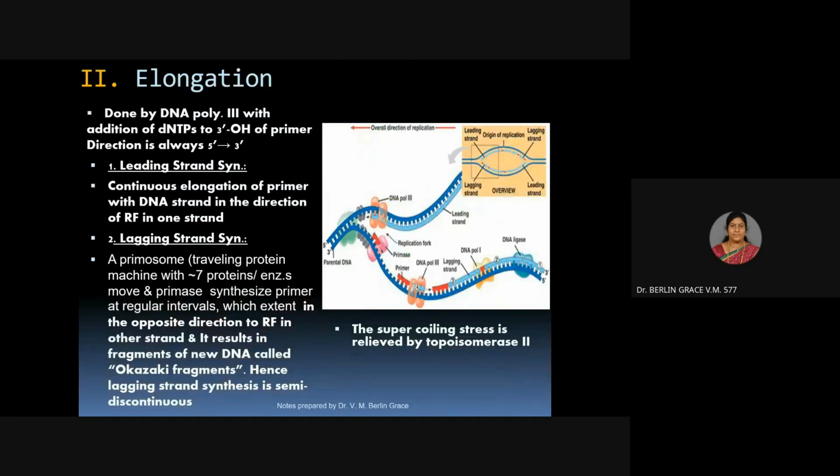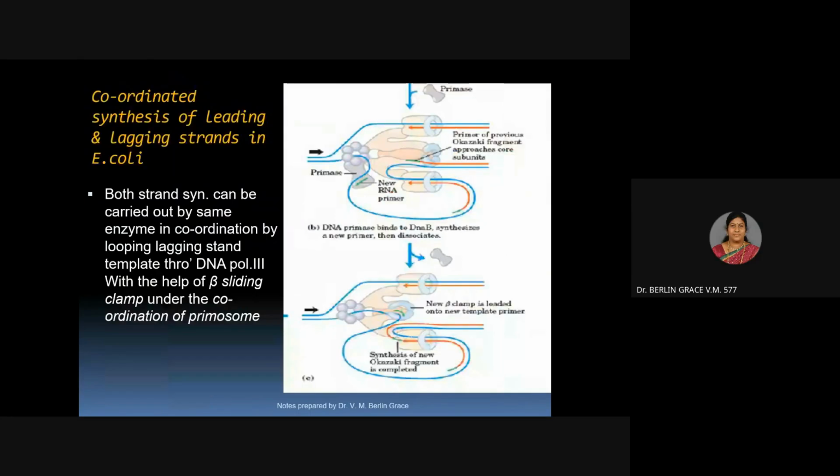Elongation happens in the leading strand and lagging strand synthesis. In the leading strand, once the primer is synthesized, it will proceed until the end, whereas the lagging strand has to go opposite to the direction of the replication fork, but in the same direction of 5' to 3'. At every regular interval, a primer is synthesized, then that will extend back. That is called lagging strand synthesis. It will lead to fragments called Okazaki fragments.